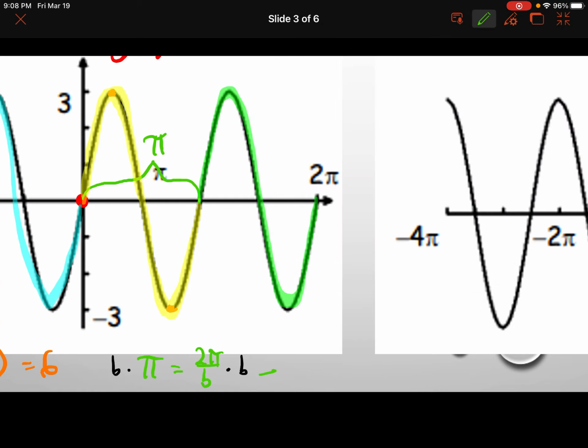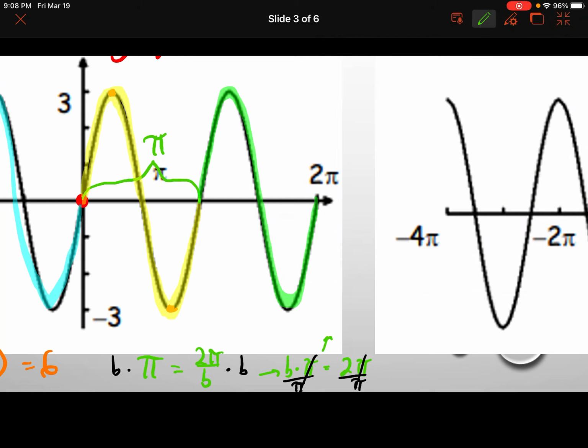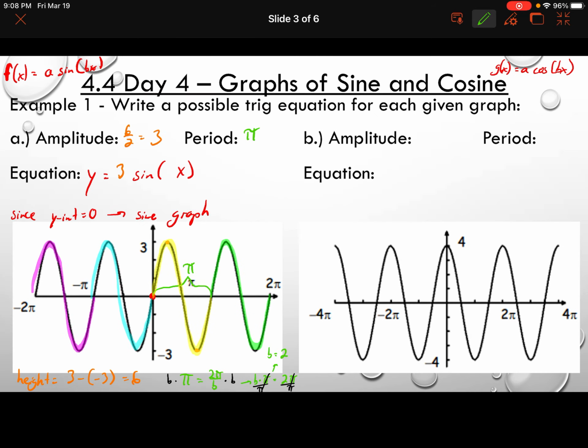So we end up with b times pi is equal to 2 pi, right? And then we want to solve for b. So we're going to divide both sides by pi. And it looks like on the right side of our equation, the pi's cancel out because we have one in the numerator and the denominator. So b is equal to 2. That is your b value for this problem.